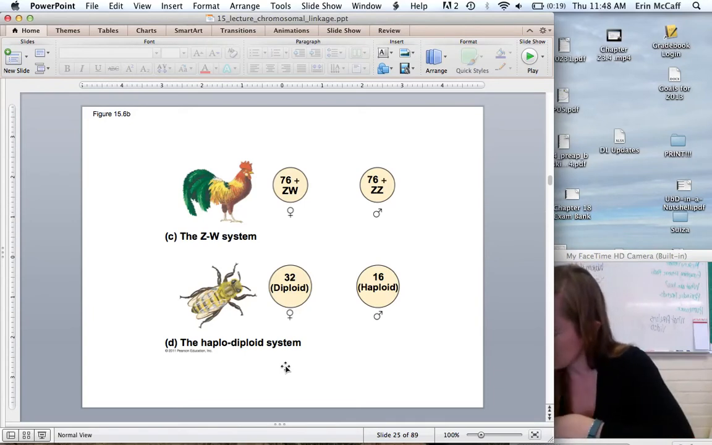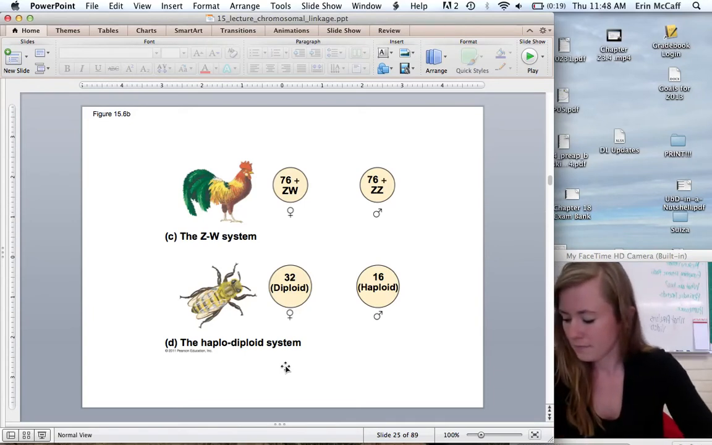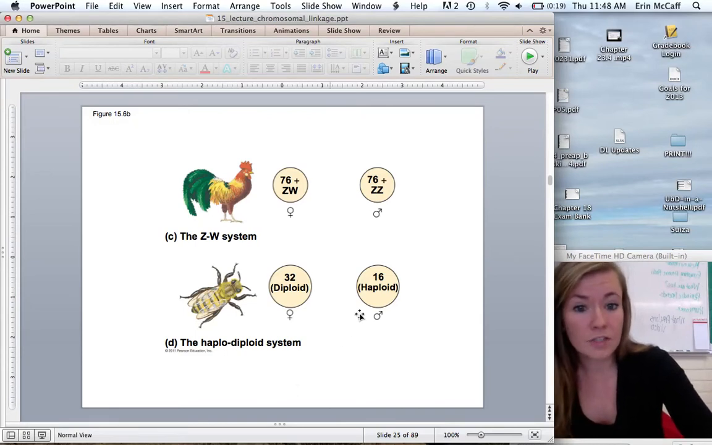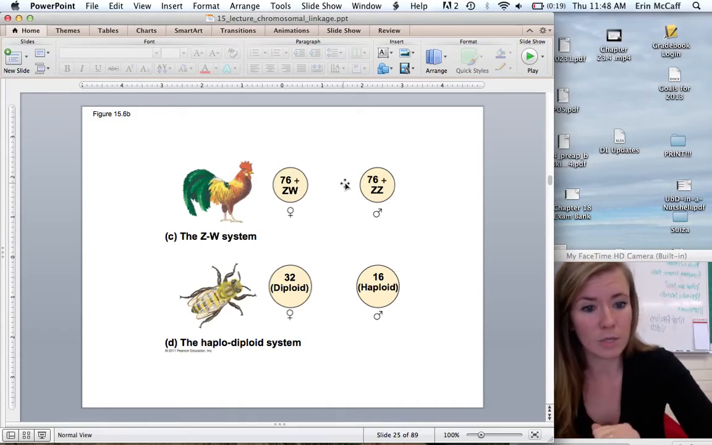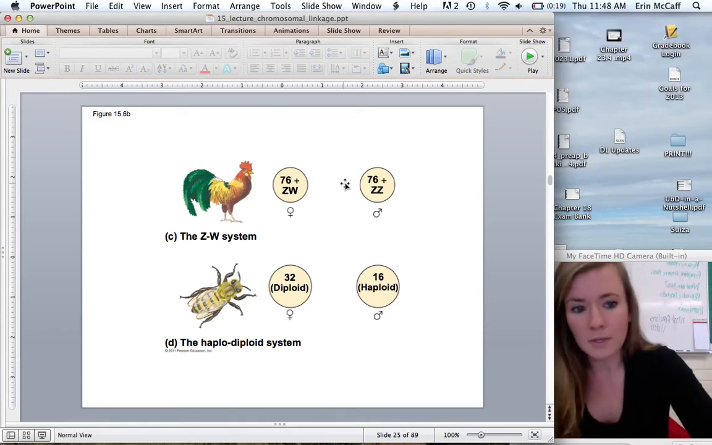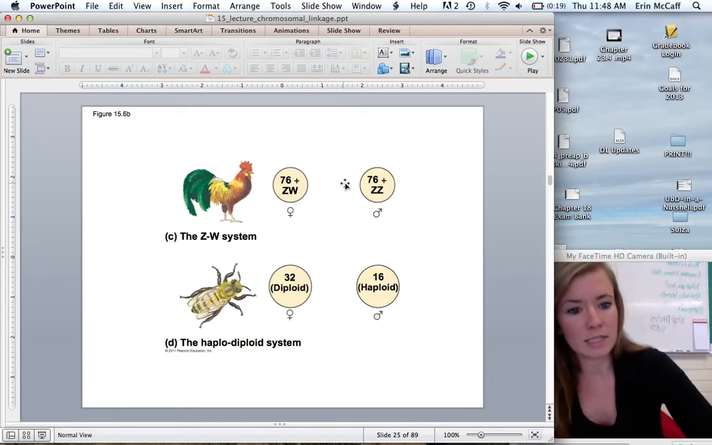In chickens, in birds, fish, and some insects, the sex determination is done by the female. So the male has two of the same, a perfect homologous pair of sex chromosomes, and the female has a Z and a W. We call them different chromosomes because X and Y was already taken. So this is the ZW system. Females are ZW and males are ZZ.